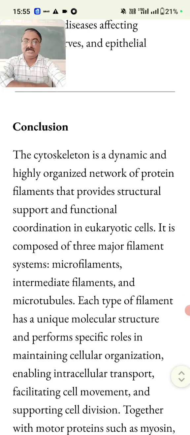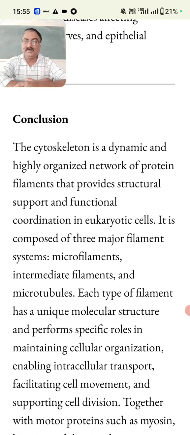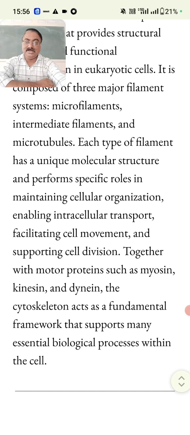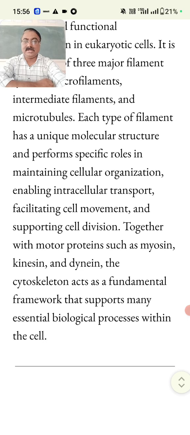Conclusion. The cytoskeleton is a dynamic and highly organized network of protein filaments that provide structural support and functional coordination in eukaryotic cells. It is composed of three major filament systems: microfilaments made up of actin, intermediate filaments and microtubules. Each type of filament has a unique molecular structure and performs a specific role in maintaining cellular organization, enabling intracellular transport, facilitating cell movement and supporting cell division. Together with motor proteins such as myosin, kinesin and dynein, the cytoskeleton acts as a fundamental framework that supports many essential biological processes inside the cell.